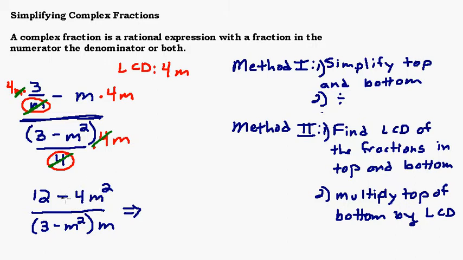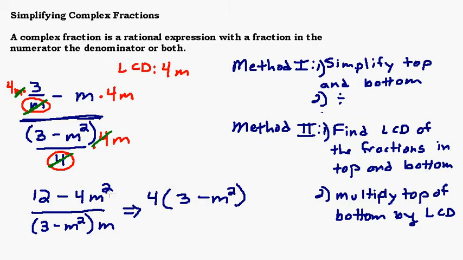So we need to look in the numerator and see if there's anything we can factor. And hopefully you see that the 12 and the 4 have a common factor of 4. So we want to take that out. So what do we have left? Let's see. 12 divided by 4 is 3 minus, take that 4 out, and we have m squared.